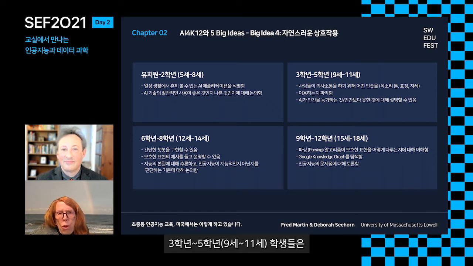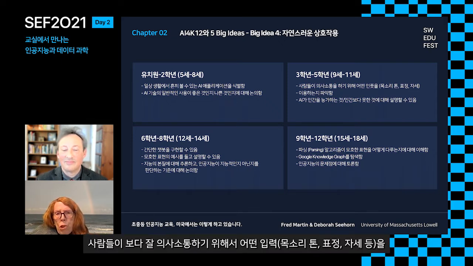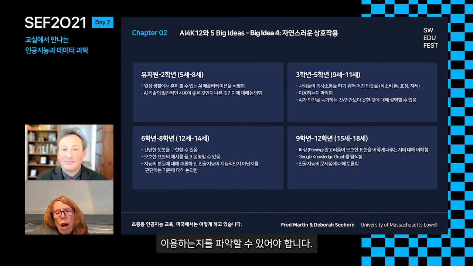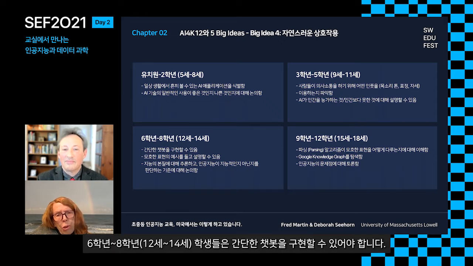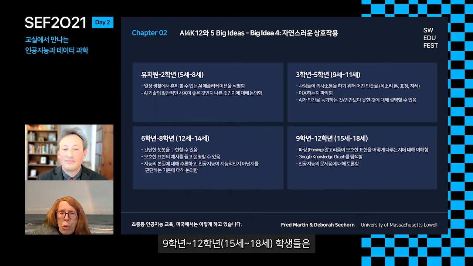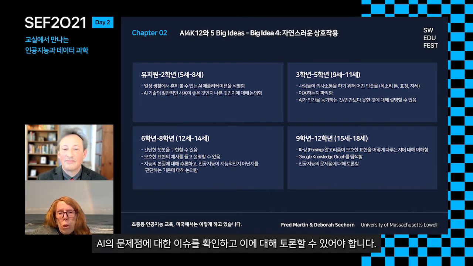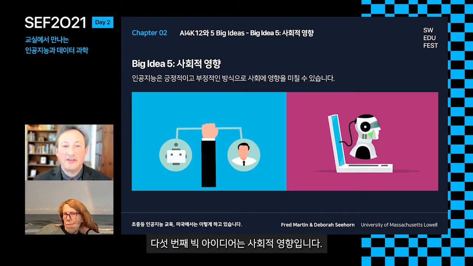The next grade level, grades 3 through 5, students should be able to identify how humans combine multiple inputs, including tone, facial expressions, posture, etc., to better understand communication. Grades 6 through 8 students should be able to construct a simple chatbot. And the high school students in grades 9 through 12 should be able to identify and debate the issues of AI and consciousness. Big idea 5, the final big idea, is societal impact.